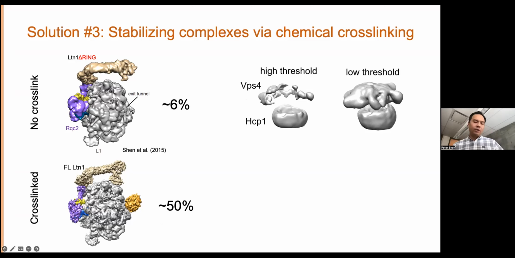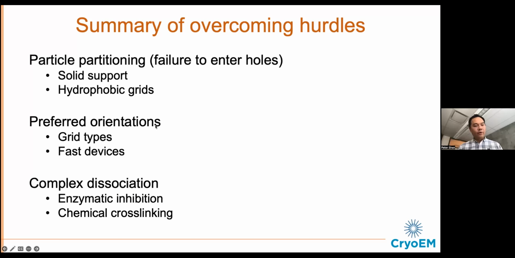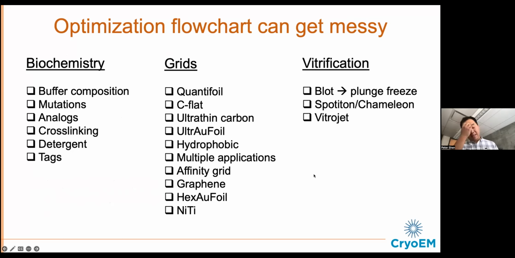So just to recap, some of the strategies that I've shared with you today described our efforts to overcome issues with particle partitioning, with preferred orientations, and complexes falling apart. But in reality, this really just barely scratches the surface when it comes to the number of things that one can try to tackle these common problems. And so here's a list of strategies and tools that I put together that has been described throughout the literature. And even this list is not really comprehensive.